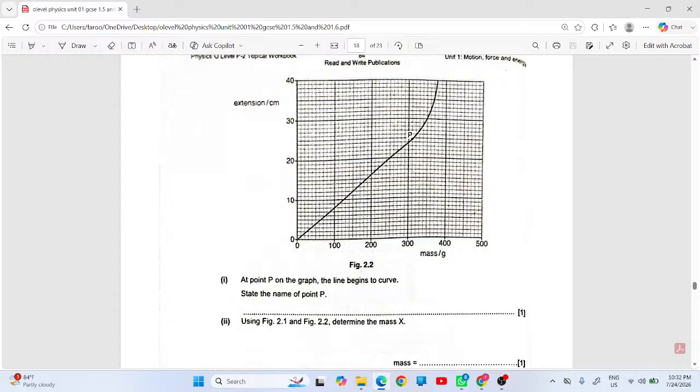At point P on the graph, the line begins to curve. State the name of point P. Limit of proportionality.